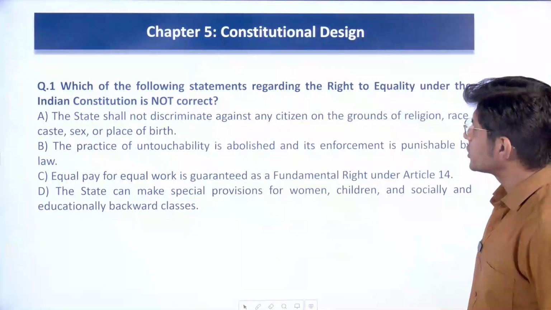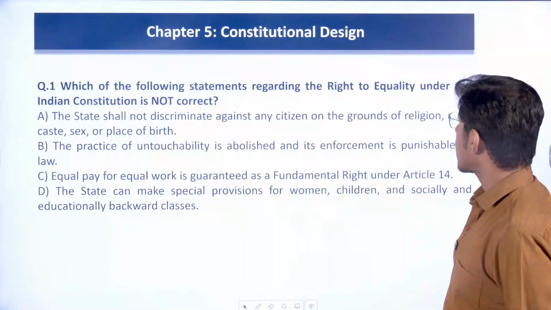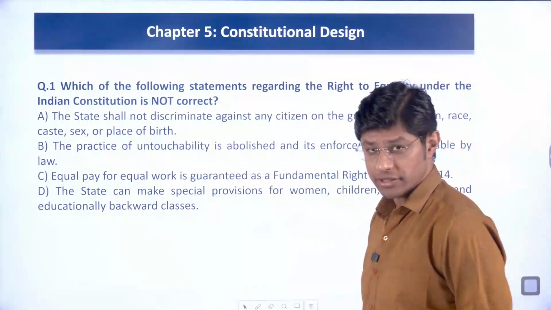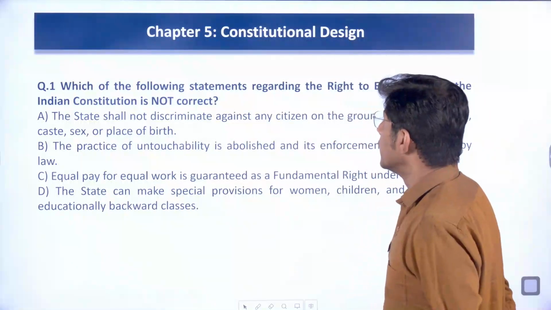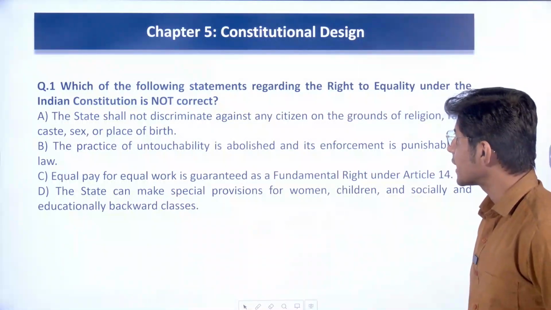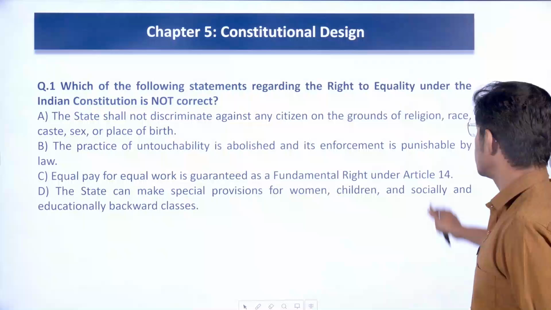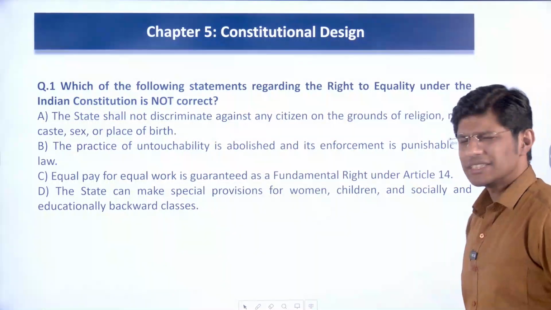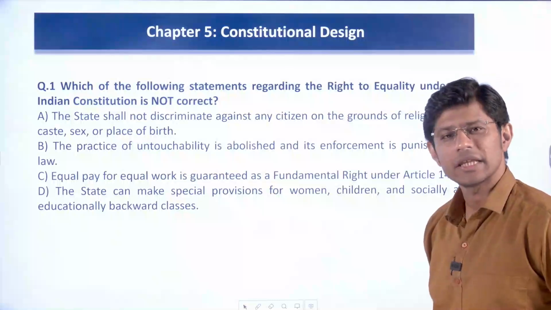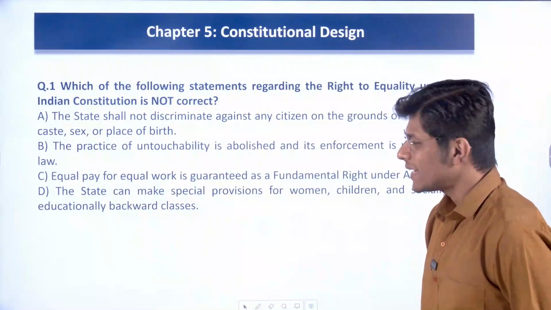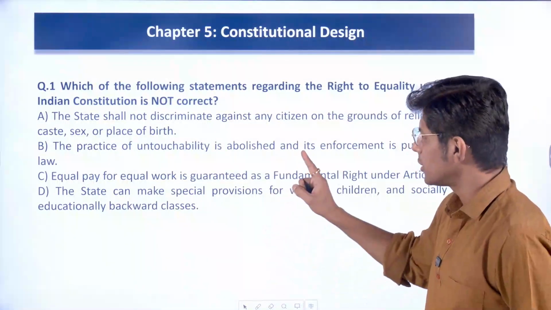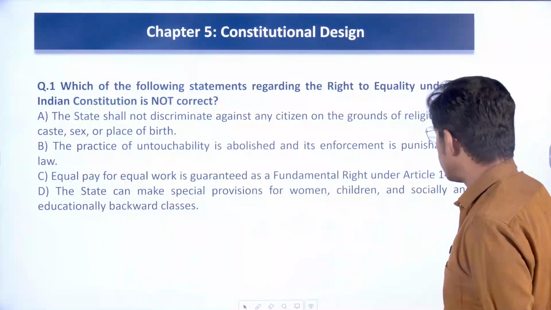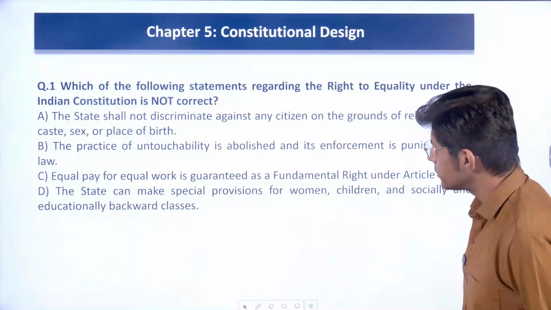Question number 1. Which of the following statements regarding right to equality under the Indian Constitution is not correct? We have discussed what is right to equality. The state shall not discriminate against any citizen on the ground of religion, race. Yes, the first statement is correct. So I just want you to read by your own and then write the answer in your book and see which option is correct. The practice of untouchability is abolished and its enforcement is punishable.